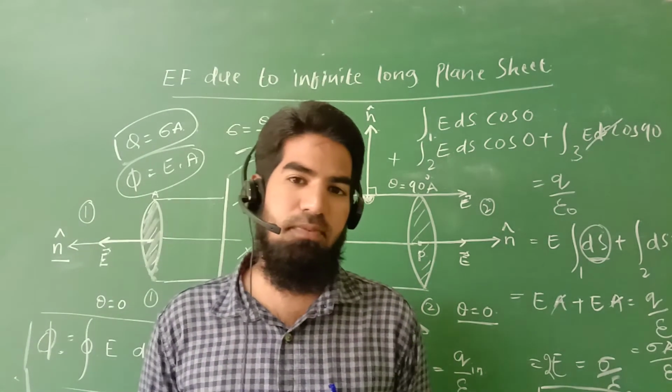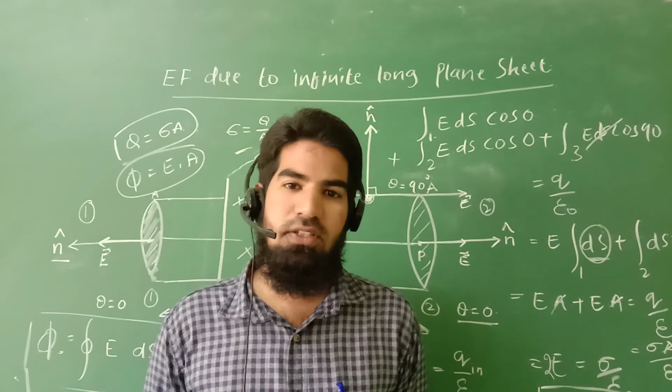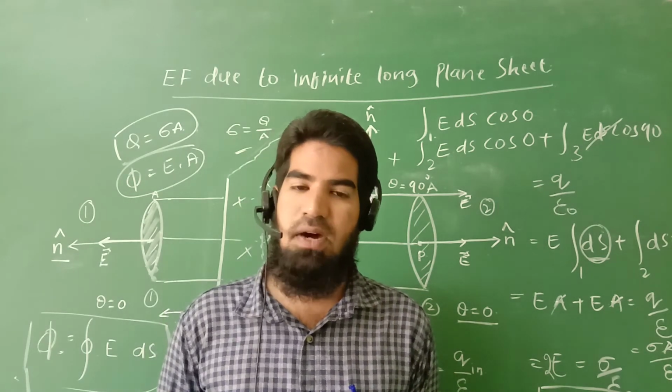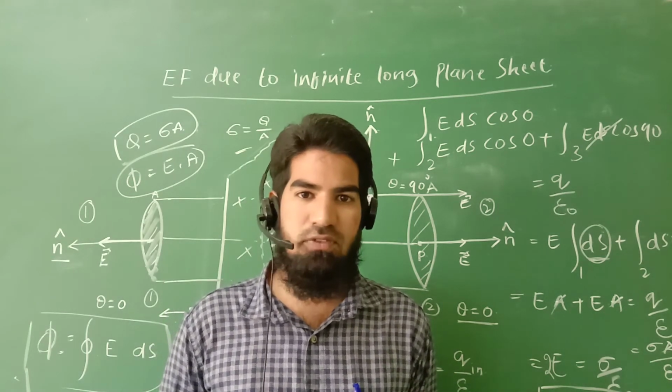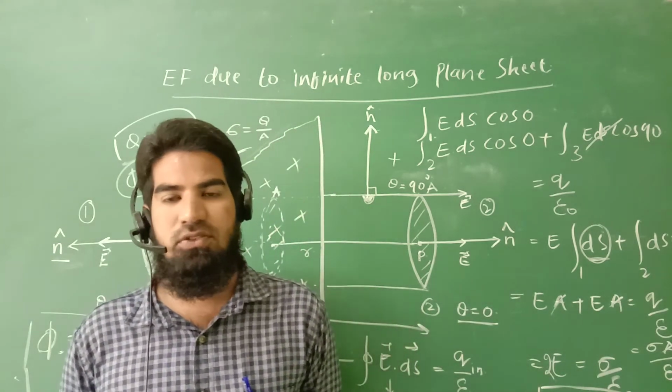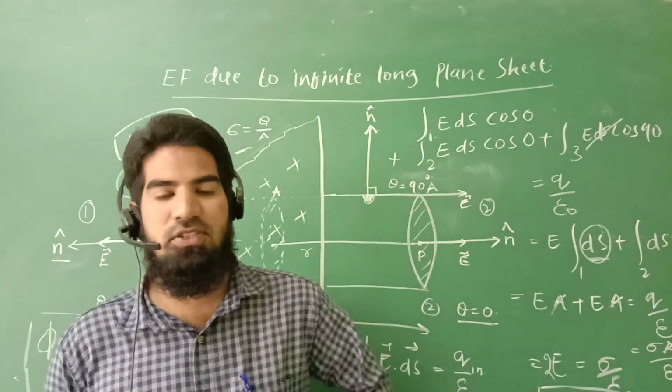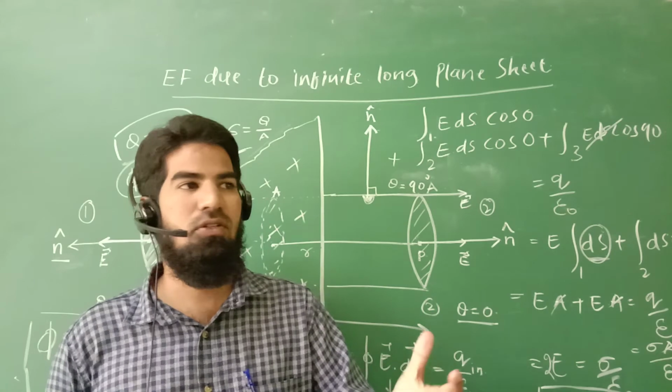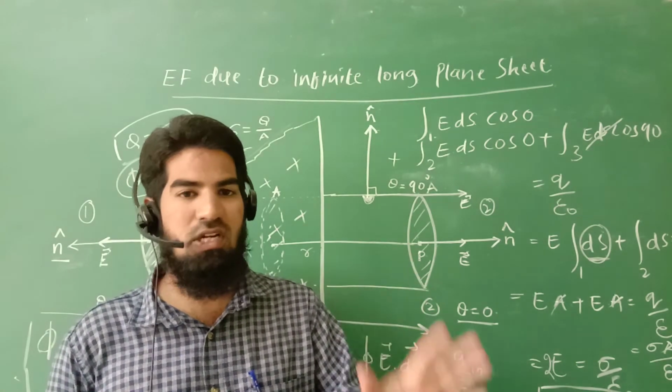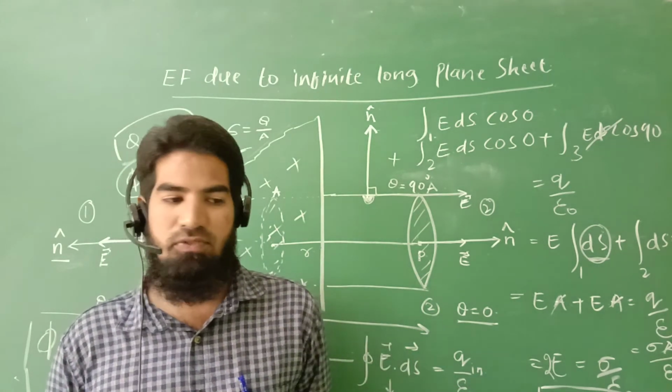See here, the statement of the Gauss law says that the total electric flux passing through a closed surface is 1 by epsilon naught times the total charge inside the closed surface.